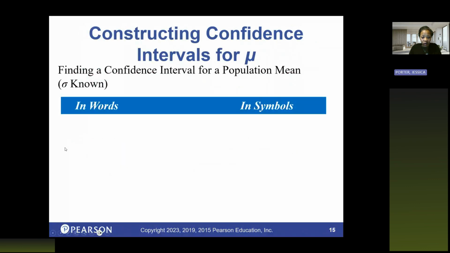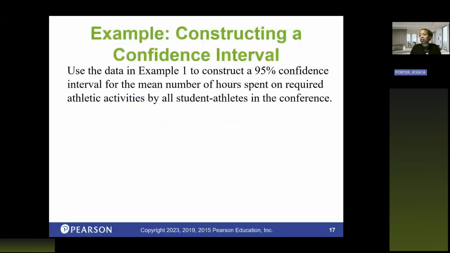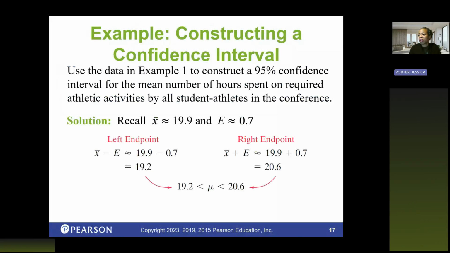This gives it to us in words, but I wanted to see how this plays out. Here we go. And so there's my left endpoint, and then there's my right endpoint, X bar plus E, and then X bar minus E. That's how you find the confidence interval.